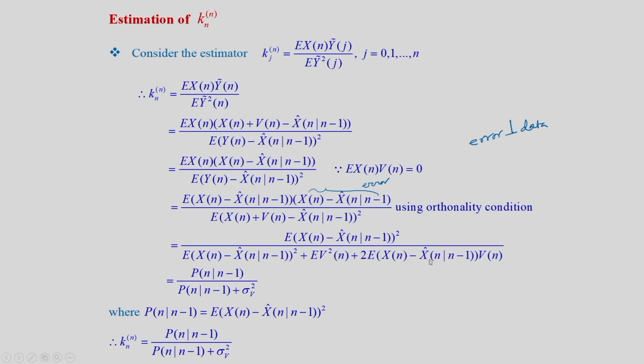Now, we observe that this v n is the noise which is orthogonal to x n, and this x hat n given n minus 1, these are linear combinations of previous data. Therefore, v n will be orthogonal to this factor also. Therefore, this term will become 0. So, what we will have therefore, in the denominator we will have E of x n minus x hat n given n minus 1 whole square plus E of v square n, that is the denominator.